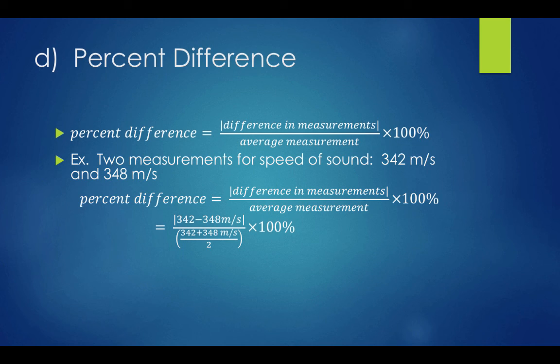As you can see, in our example, 342 minus 348 makes 6, and the average of 342 and 348 is 345. The percent difference is 6 divided by 345 times 100%, which makes 2% difference. Note, we do not know which is the correct value, so we take the absolute value, and if the percent difference happens to have a negative sign, we would just ignore that.